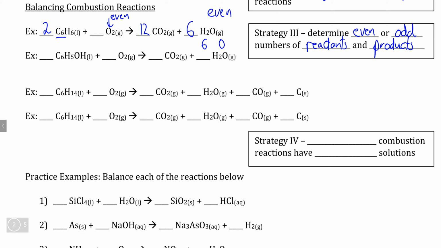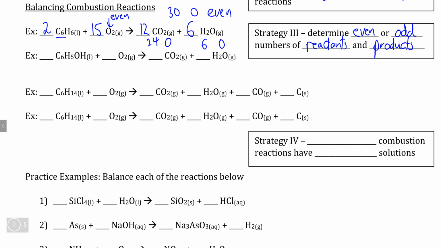And all we need to do is figure out the balancing coefficient for oxygen now. So finally, we have 12 times 2 is a total of 24 oxygens in carbon dioxide, and 24 plus 6 is a total of 30 oxygens in total for the reaction, and 30 divided by 2 is 15, which means that oxygen is now balanced. So this is how we apply the even or odd strategy, by seeing whether we need an even number or odd number of each of the oxygens or hydrogens in the chemical reaction.